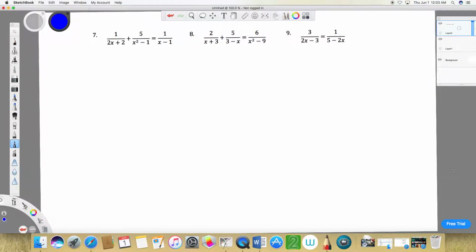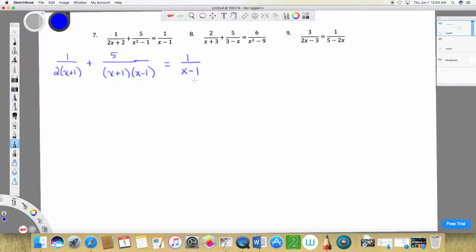Okay, sorry about that. Now, if I look here at number 7, first I'm going to factor these denominators. So this 2x plus 2, I'm going to write as 2 times x plus 1. The second term, x squared minus 1, is a difference of perfect squares. I'm going to factor that to x plus 1 times x minus 1. And over here, I don't need to factor, I can't factor this denominator.